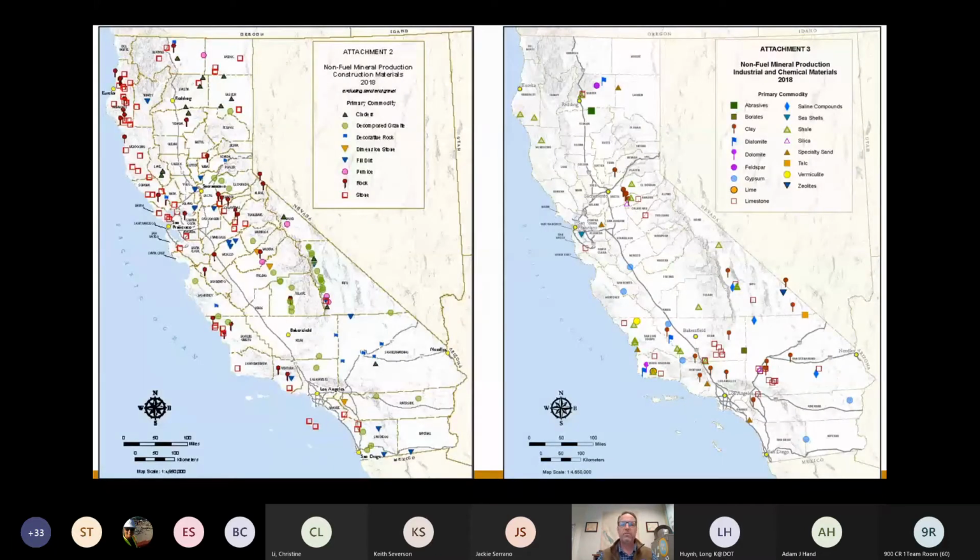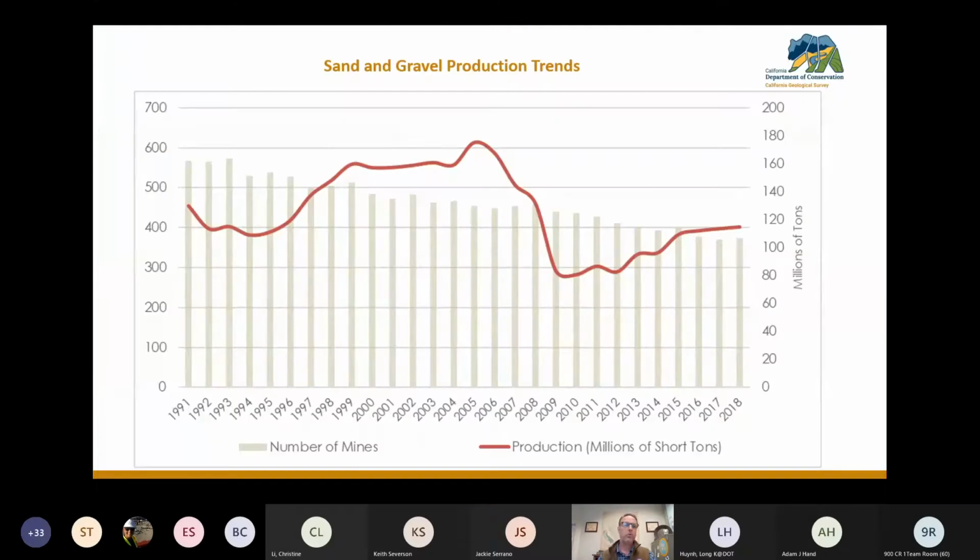This is another display that we include in our annual report. It just shows the distribution of all the mines in California. These two attachments, one's for construction materials and the other is for industrial and chemical materials. We also present trends in that report. This one here is specific to sand and gravel, and you can see the trend since '91, since some of the data that we incorporated in the report.